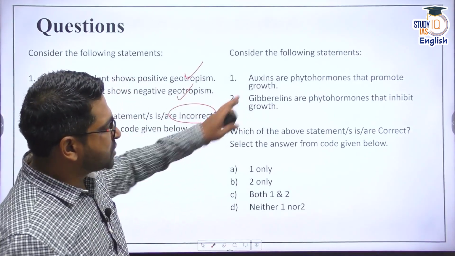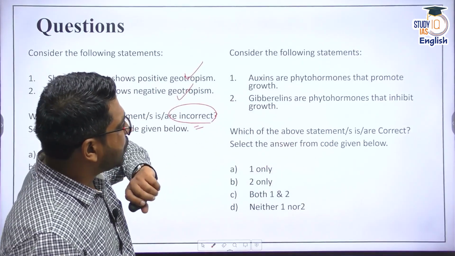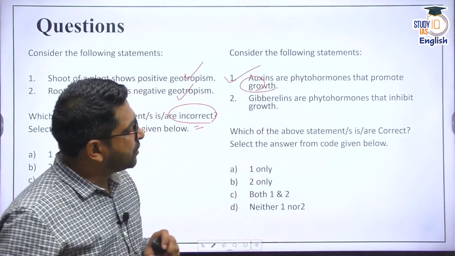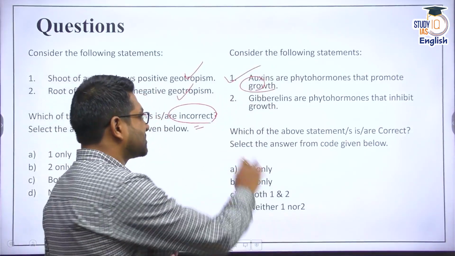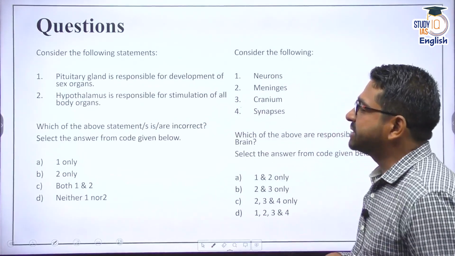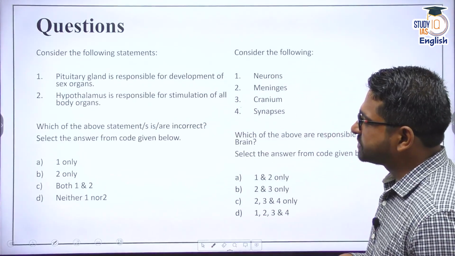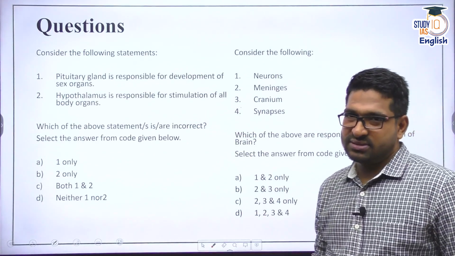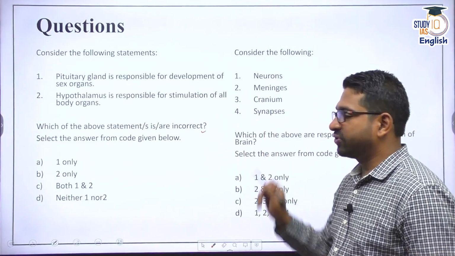Apart from this, another question. You have to find out which statements are correct. Auxins are phytohormones that promote growth. Gibberellins are phytohormones that inhibit growth. I think this is a wrong statement. You can get it right easily. It's an easy question. Apart from that, the pituitary gland is responsible for development of sex organs. The hypothalamus is responsible for stimulation of all body organs. Which of these are incorrect? You have to find out.